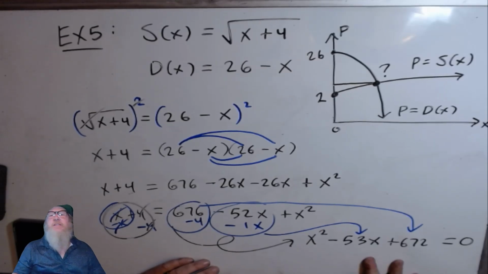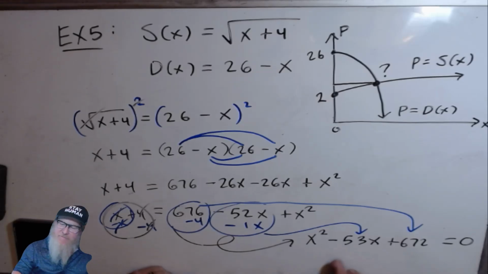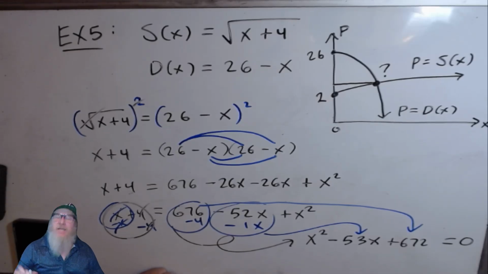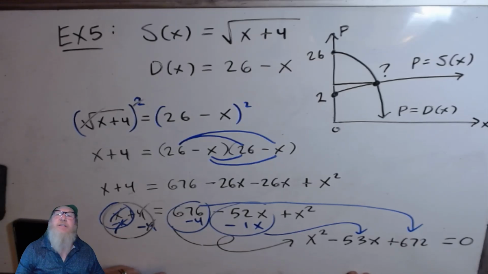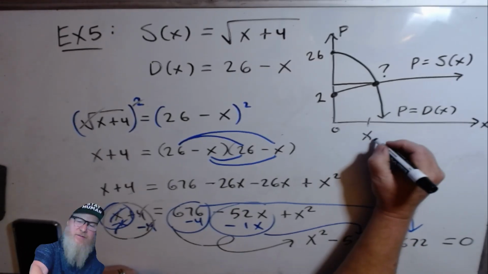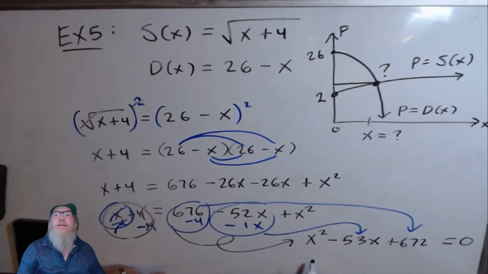All right, now this one's tough because it's such large numbers, it's not entirely obvious how you're going to get 53. You want two numbers that multiply to be 672, but add to be 53. I don't know. There's so many possibilities for 672. I know it has to be positive, right? Just looking at the picture.